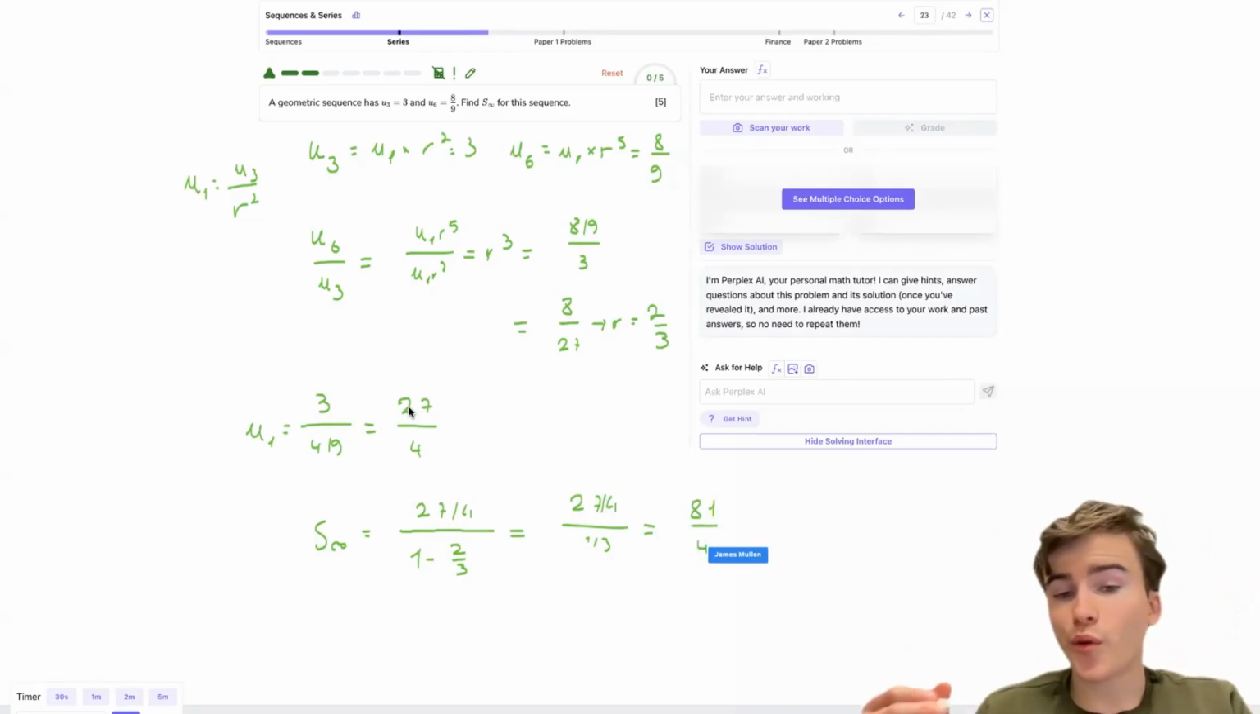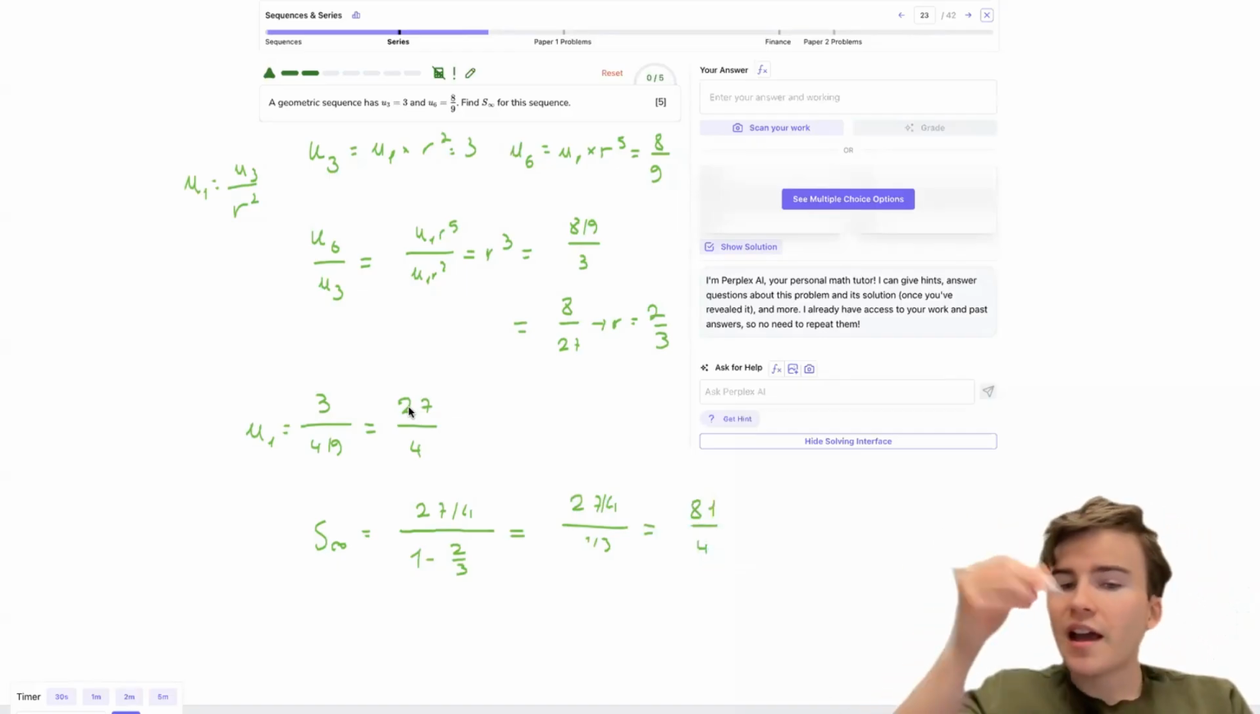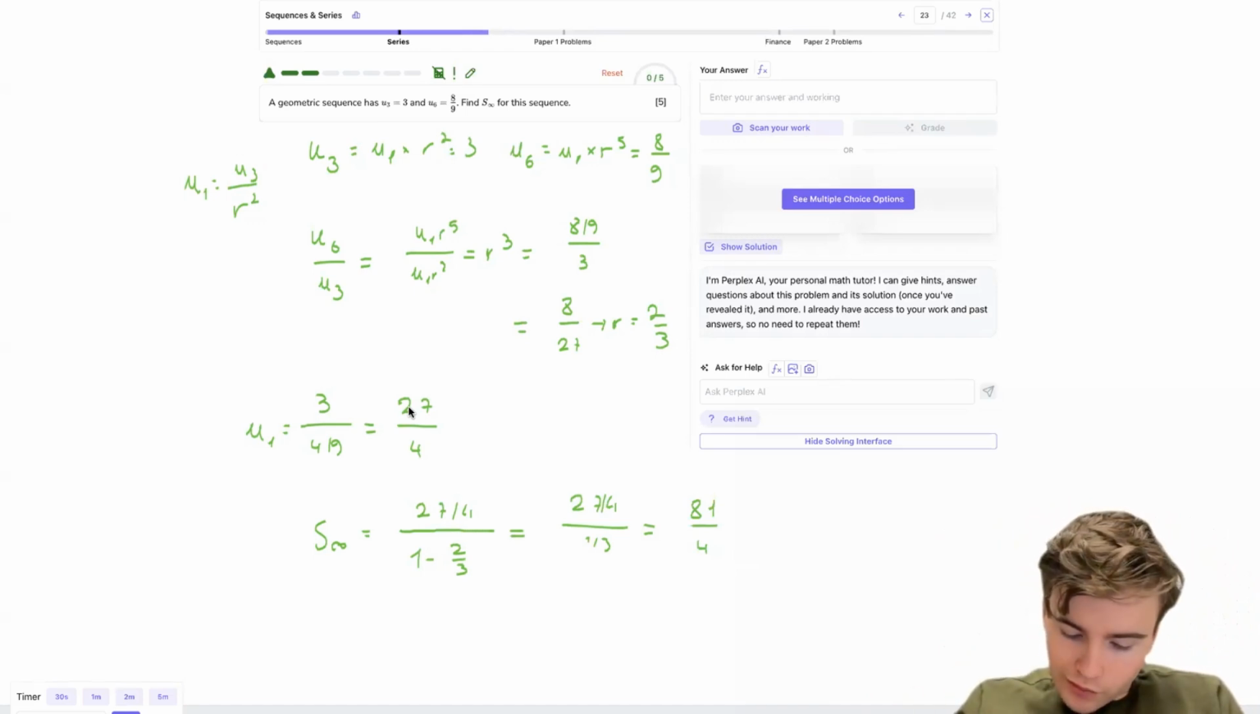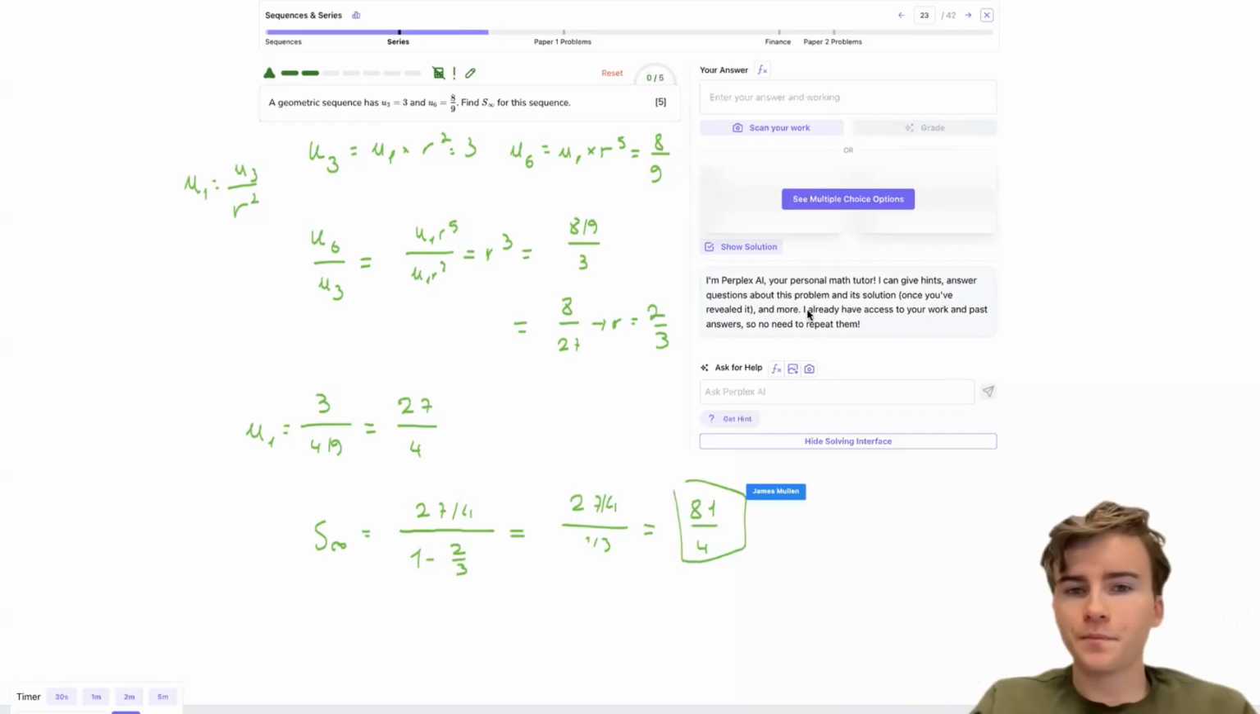I move the 3 to the numerator because it's in a fraction in the denominator, and I move the 4 from the numerator in the fraction to the denominator. 81 over 4 is my final answer.